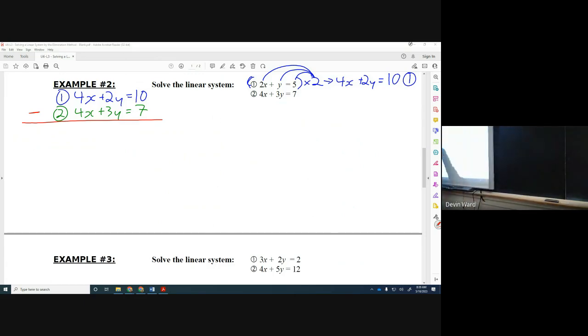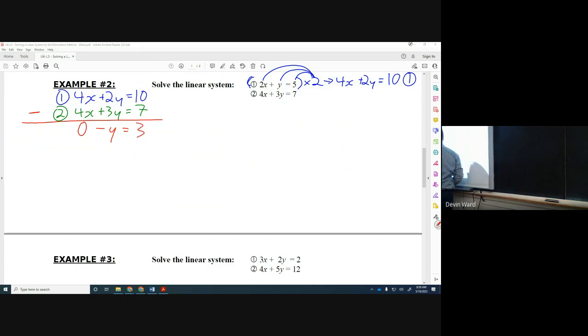Okay, so I have 4x minus 4x. That's 0. X is eliminated. Then I have 2y minus 3y. Positive or negative? 2 minus 3. Perfect. Minus just 1y. Then I have 10 minus 7. 3. Perfect. 3.